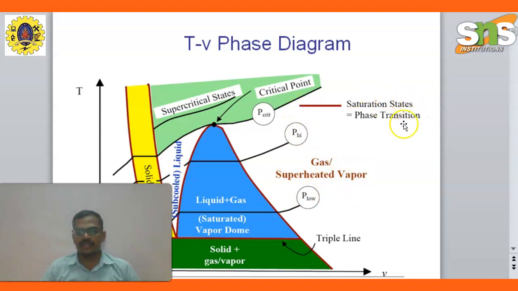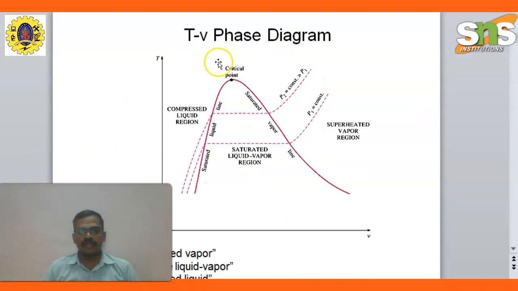The saturation state, the phase transitions. Next one is the TV phase diagram. They mention the critical point. These are the compressed liquid regions. These are the superheated vapor regions. Then in the middle of the dome, the saturated liquid and vapor. The first line below the line, saturated lines.